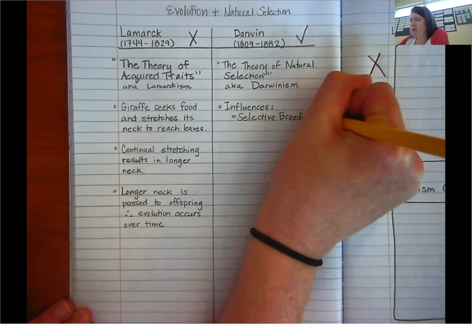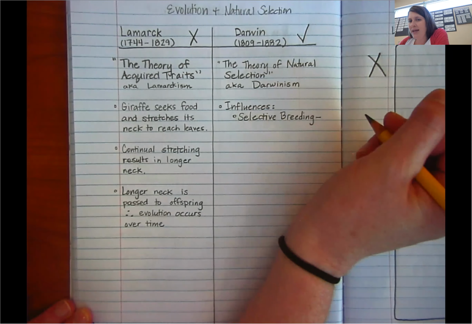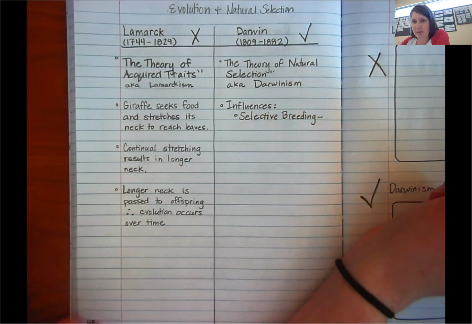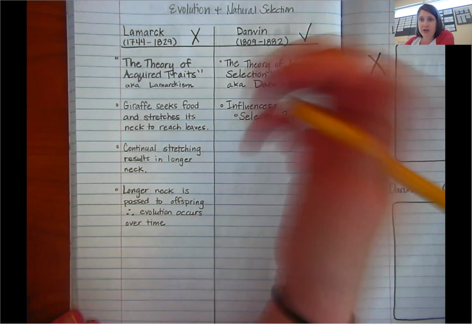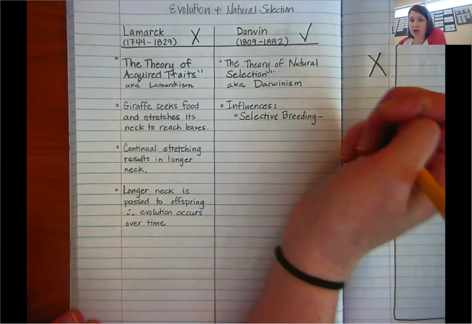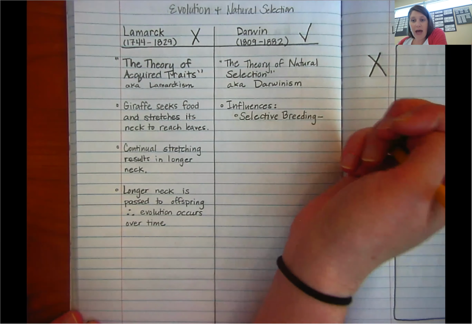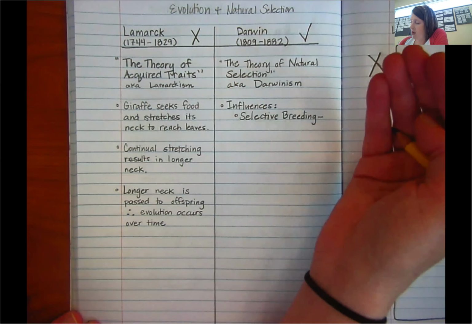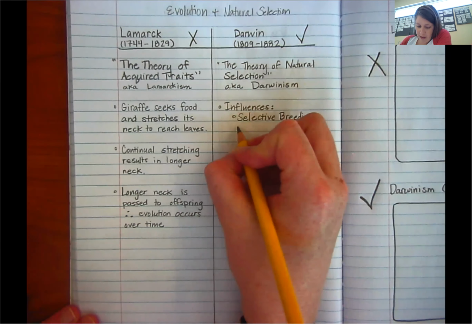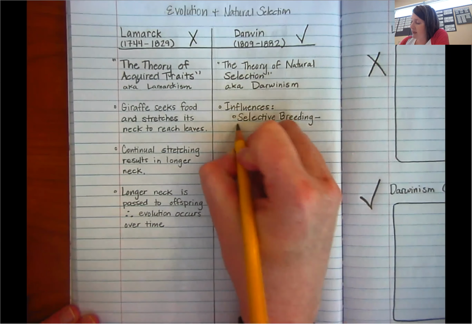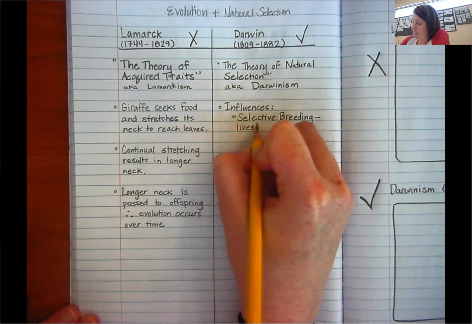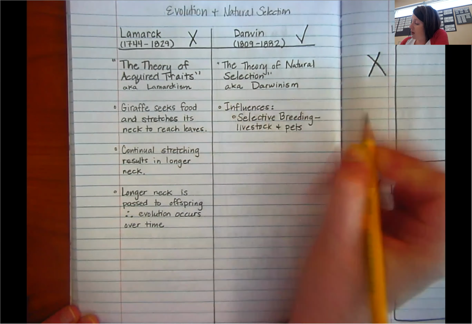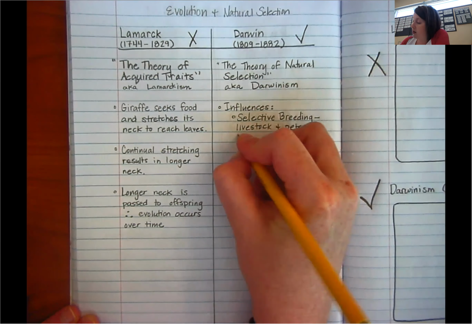So Darwin's going, well, if you can do that, can't nature do that? Over time, if something is favorable in nature, it helps them get a certain food or reach a certain height. Wouldn't that also be passed down through generations, especially if it's helpful? So he said, okay, selective breeding, specifically of livestock and pets, for desired traits.